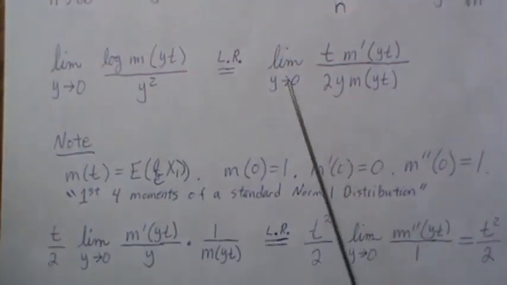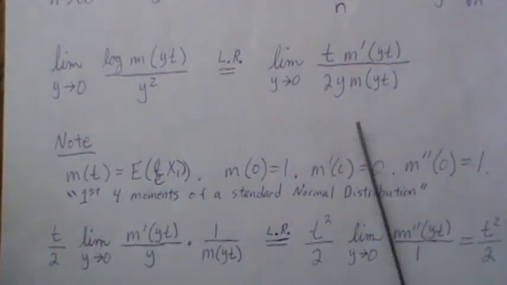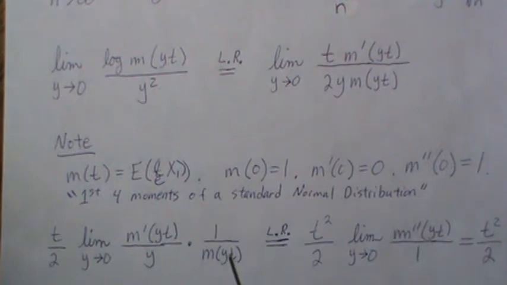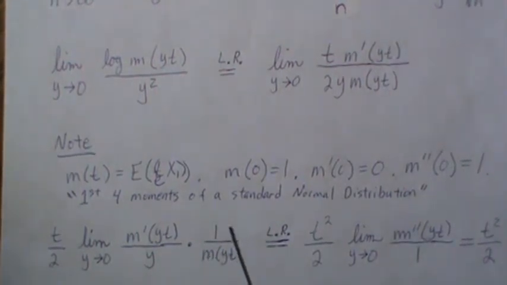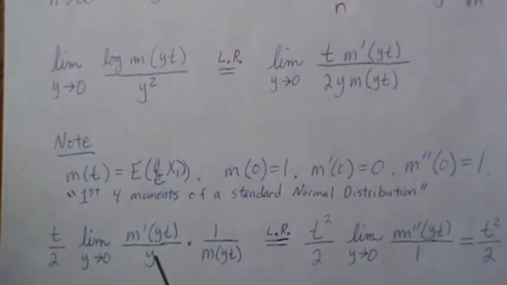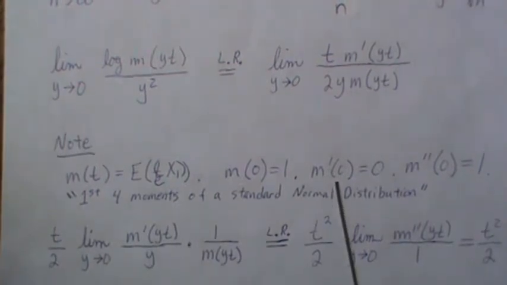So let's break this into pieces. The 2t can come out front, has nothing to do with y, and then break this into the product of two things. So if we look at this product, as y goes to 0, this goes to 1, and it essentially goes away. So then let's just look at this piece here, and you still get a 0 over 0 situation, because this goes to 0, and the first derivative evaluated at 0 is 1.